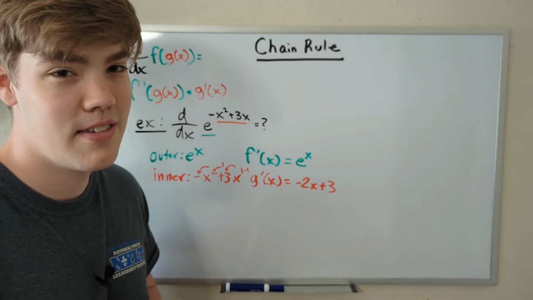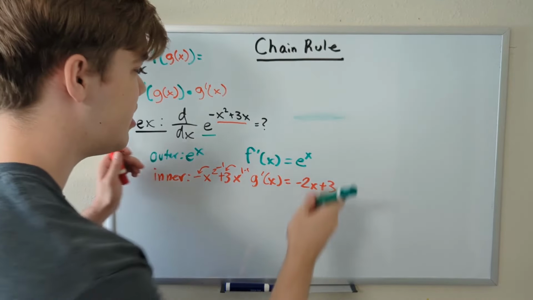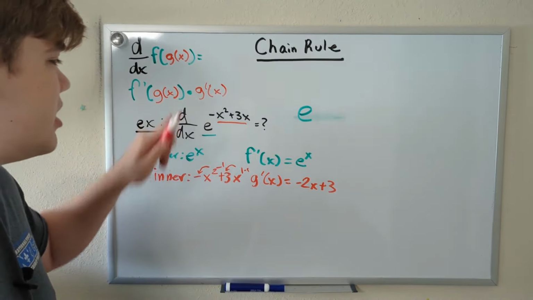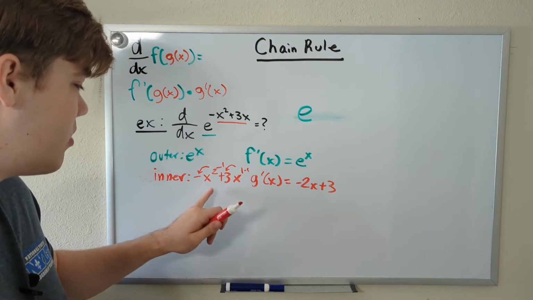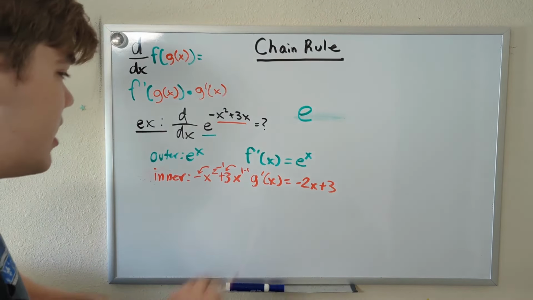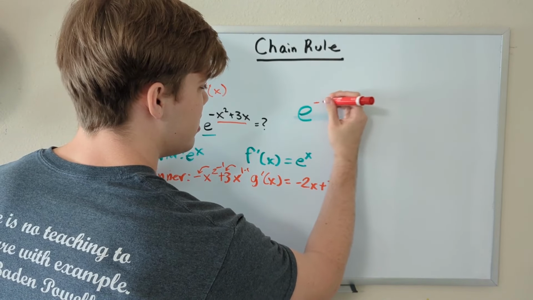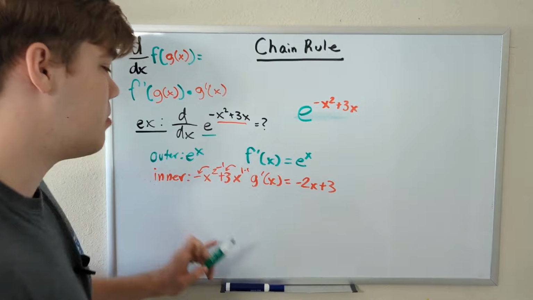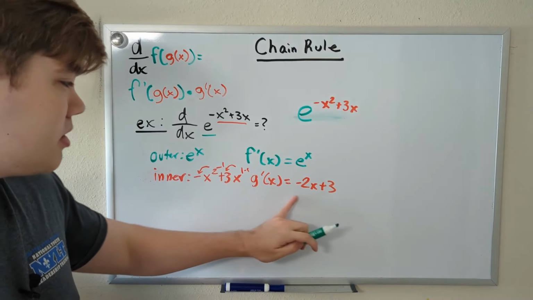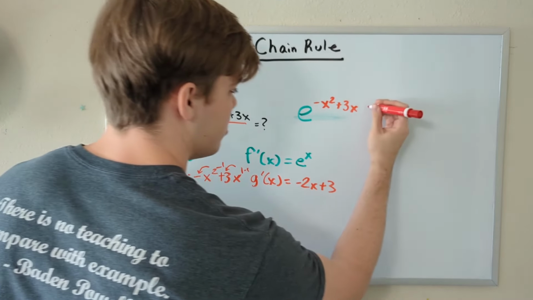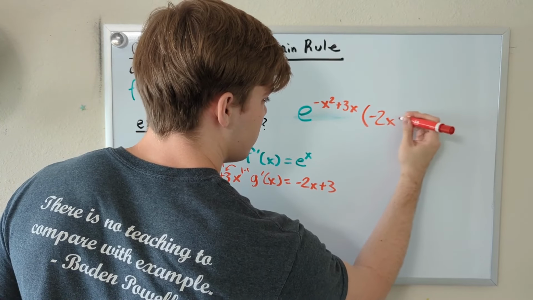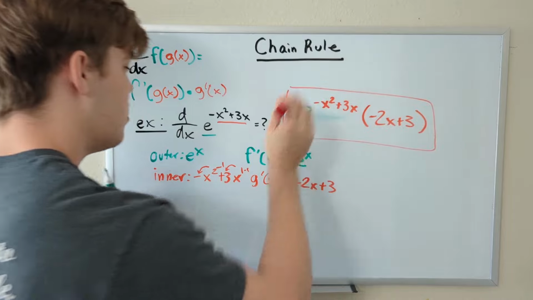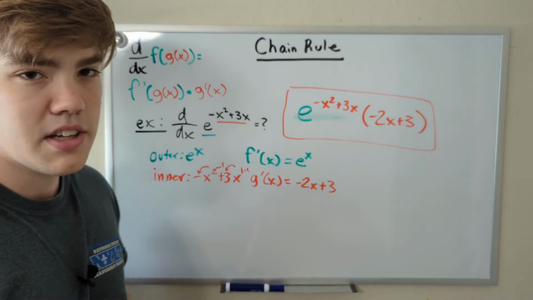This starts to get repetitive really fast. So our f prime of x is just e to the x. So we're going to put e here, but remember, we need to plug in g of x for wherever x is. So we just need to plug in this inner function back up there. So this is equal to e to the negative x squared plus 3x. And then we just need to multiply all of that by g prime of x, which is just down here, and that's equal to negative 2x plus 3. And this is the derivative of e to the negative x squared plus 3x.